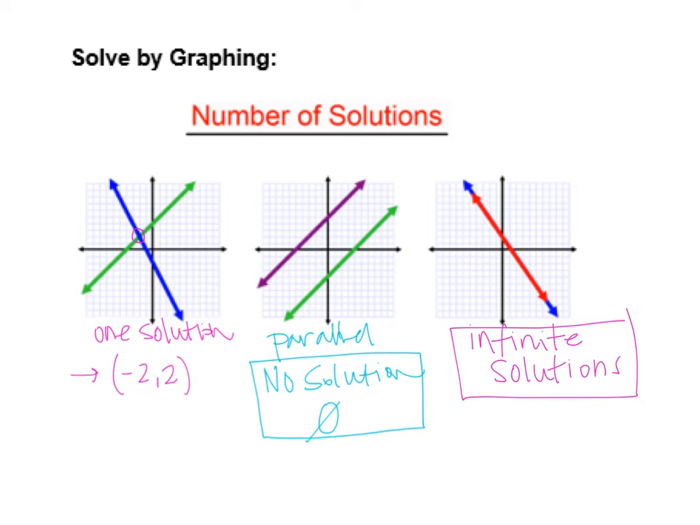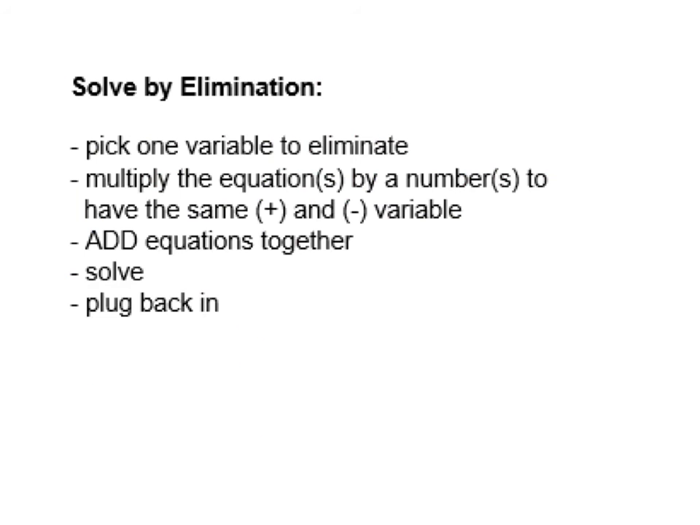All right, so one way we're going to solve is solve by graphing. Just graph the 2 and see where they cross. Our second method that we're going to focus on today is going to be solve by elimination. So we have some steps to follow. This is going to be a good reference as you go through your examples.